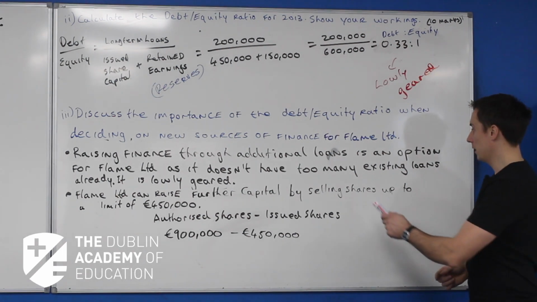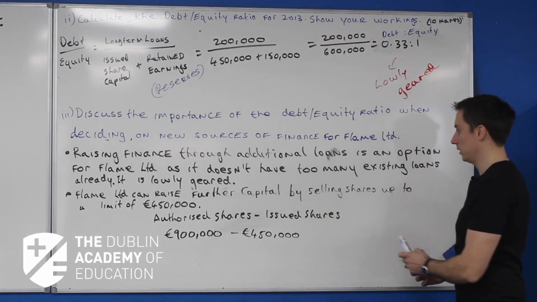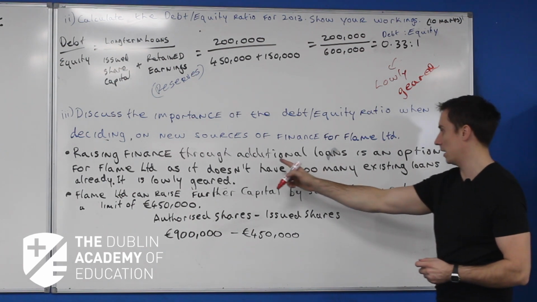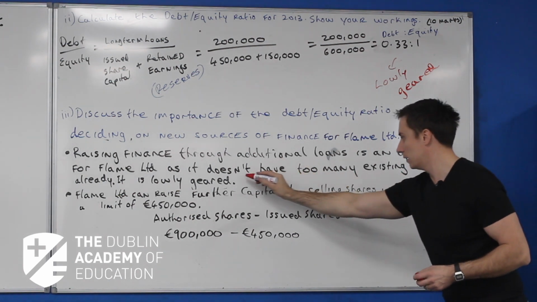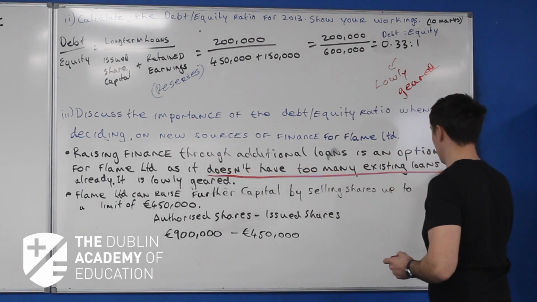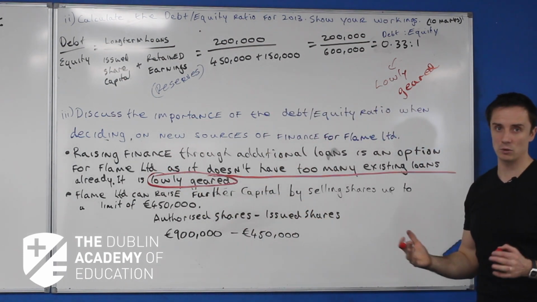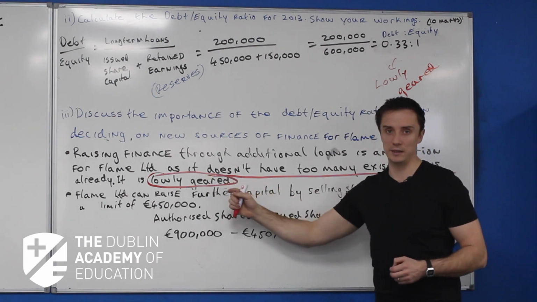First thing they could do is decide to take out additional loans. They can decide to take out new loans as they do not have much existing loans. So the big thing there, you can say it doesn't have too many existing loans as they are lowly geared. Okay, so make sure whatever way you're building that in, all it does is tell us they're lowly geared.